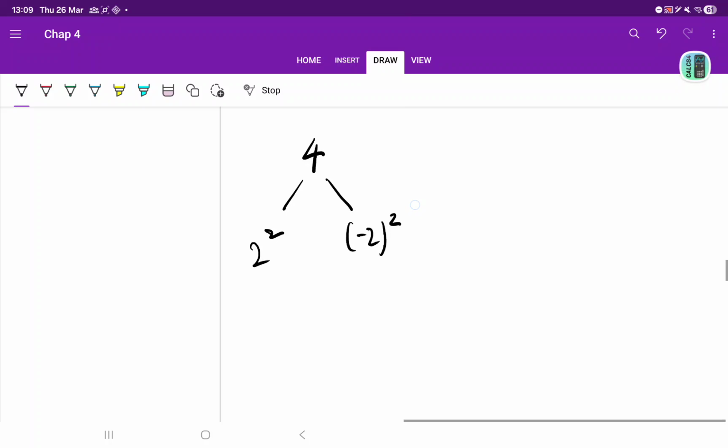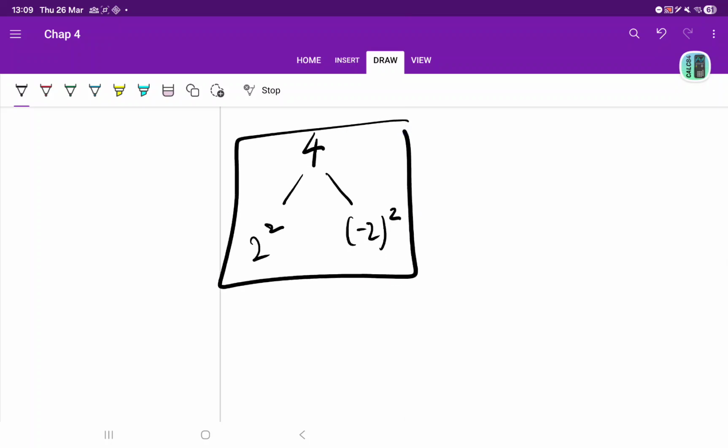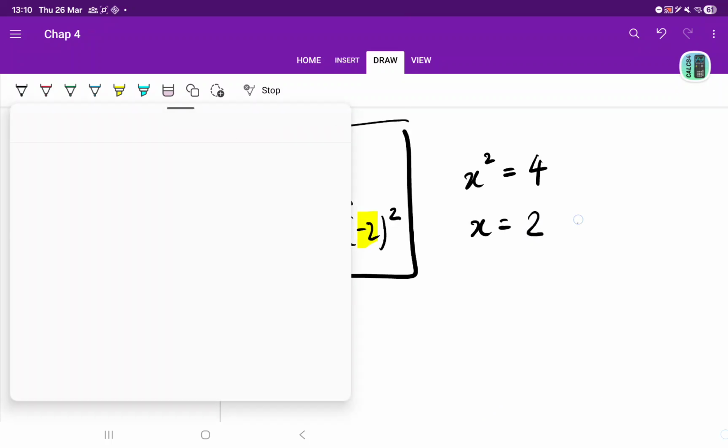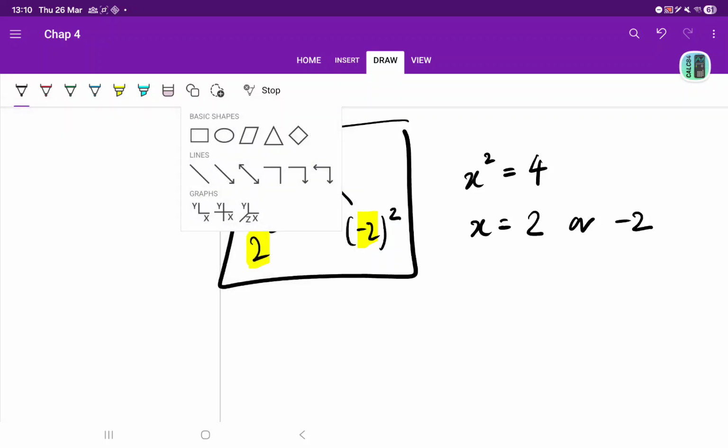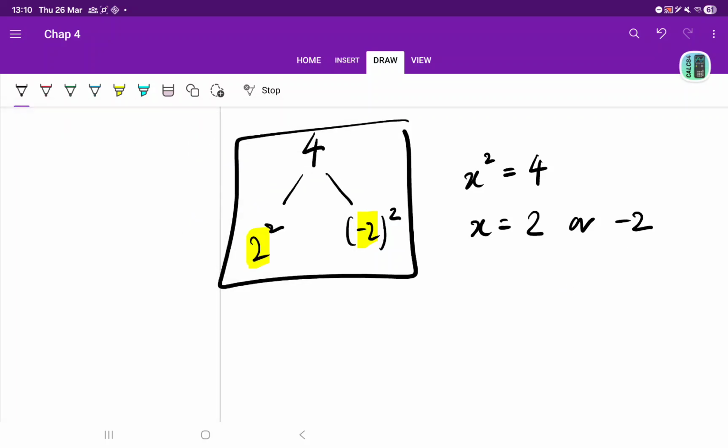So if I base on this alone and I ask you the question, x squared equal to 4. What is x equal to? 2 or negative 2, because it's either 2 square or it is negative 2 square. So there should be two answers, 2 or negative 2. But 2 or negative 2 is very troublesome to write. So you can combine them and just write positive or negative 2. So when you square root both sides, you must add plus minus 2, because there could be two answers.